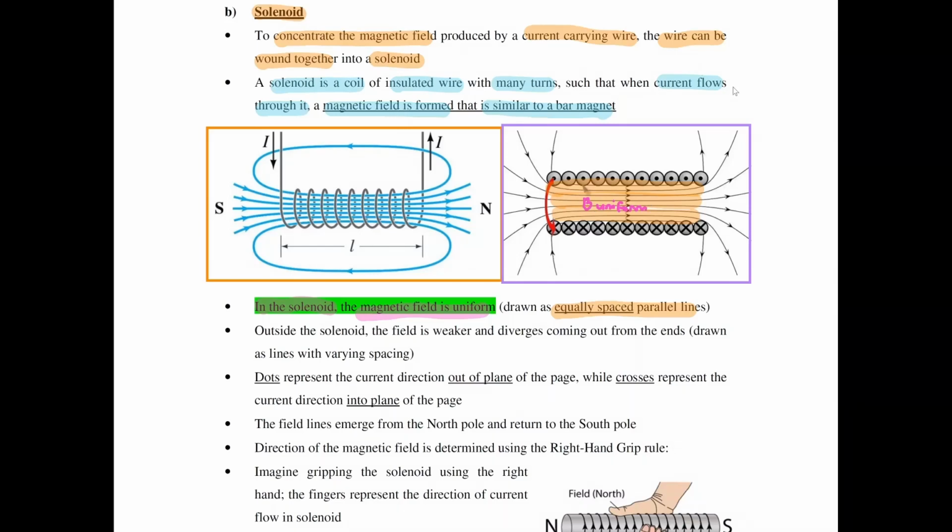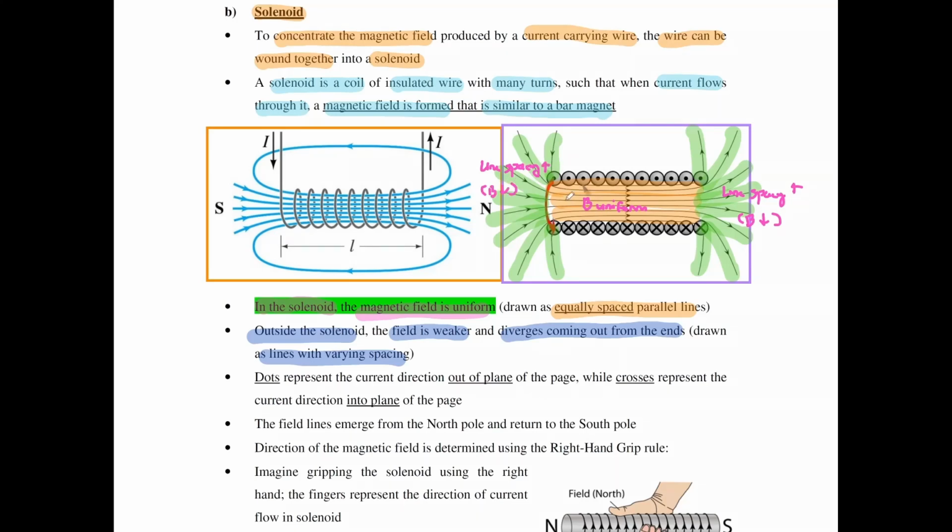How about the case outside the solenoid? Outside the solenoid, the field is weaker and diverges coming out from the ends, which is drawn as lines with varying spacing. So over here, when you draw out the field lines, make sure that the line spacing is increasing. Okay? When your line spacing is increasing, it tells you that your flux density is decreasing. Okay? So let me just write it over at the other end too.